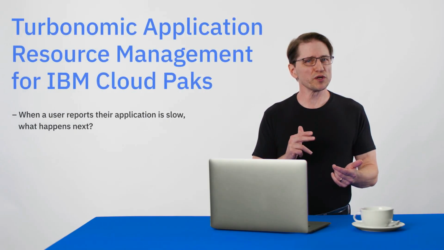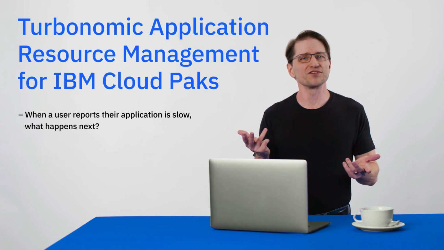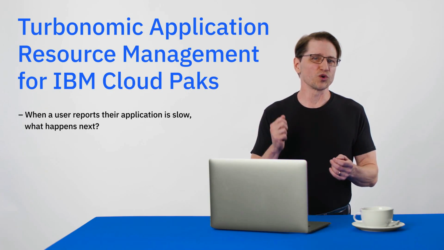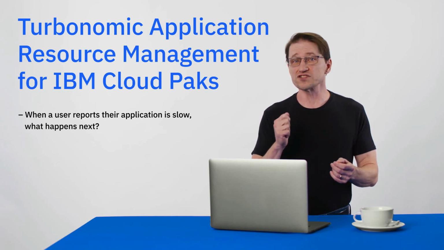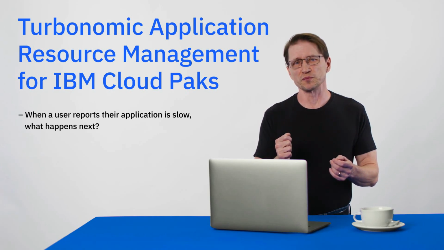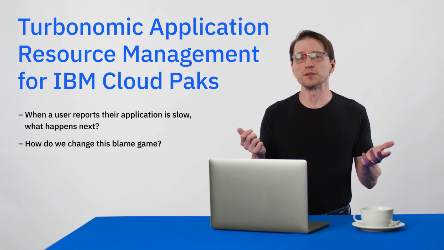Okay, let's return to my opening question. When a user reports their application is slow, what happens next? I'll bet that whether it's a war room or a group chat, your approach boils down to create a whodunit list of suspected services and infrastructure components. How do we change this blame game?